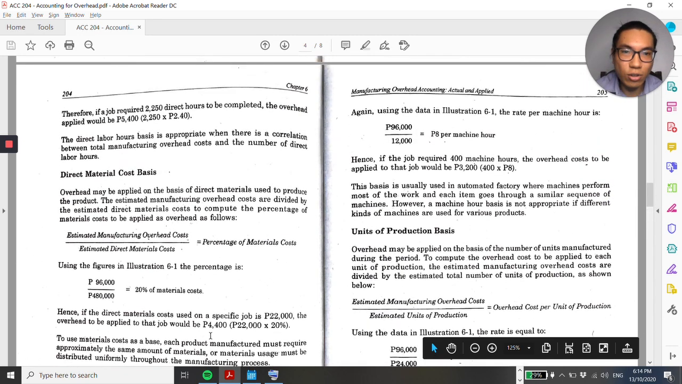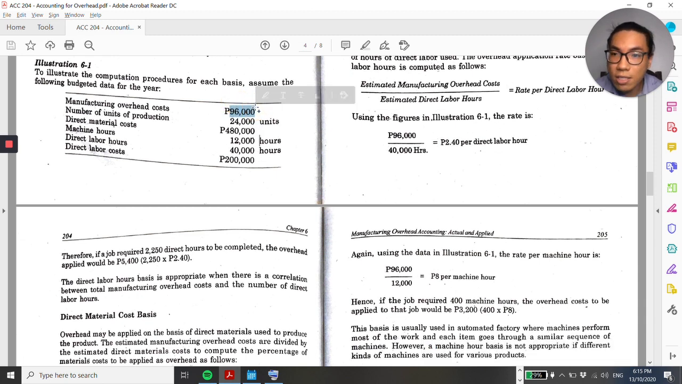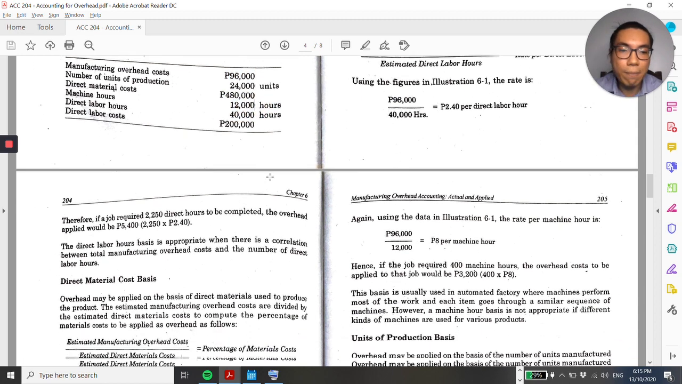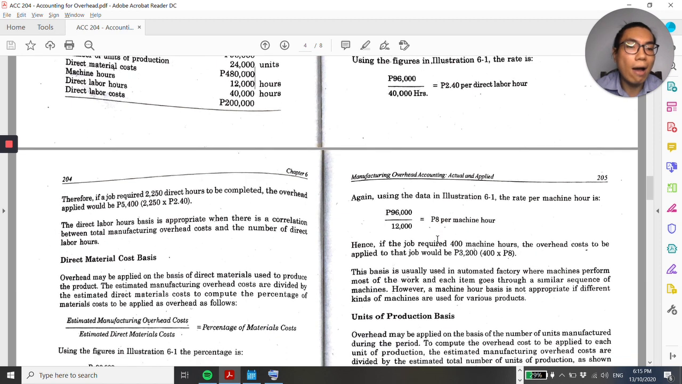And kung titingnan natin yung illustration kanina, still the manufacturing overhead costs is amounting to 96,000. And the machine hours for this particular illustration is 12,000 hours. That's why we came up with 8 pesos per machine hour. So meaning if a certain job would require us to allot 400 machine hours, yung mako-compute natin na applied overhead cost would be 400 times 8, which is 3,200.